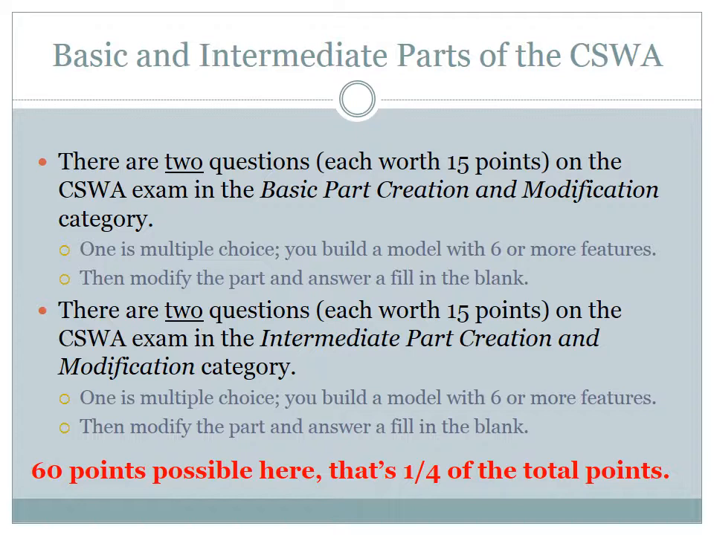There are 2 questions, each worth 15 points on the CSWA exam in the intermediate part creation and modification category. One is a multiple choice. You build a model with 6 or more features, and you modify the part and answer a fill in the blank. There are 60 points possible here. That's 1/4 of the total points of the exam.